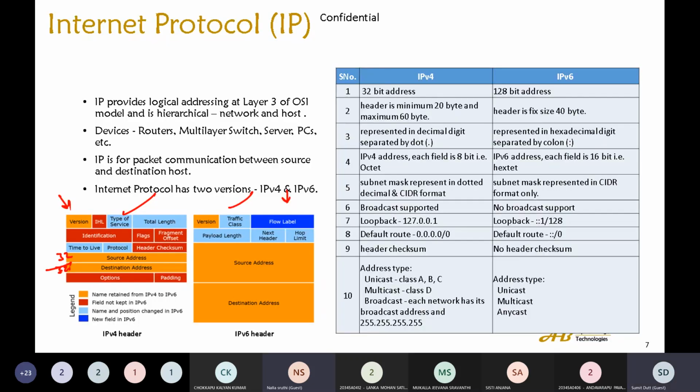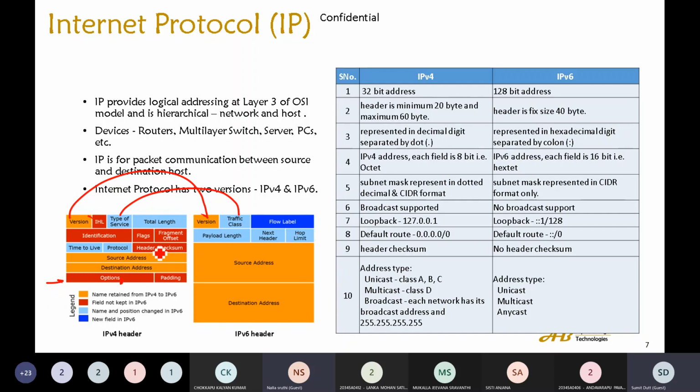So comparatively, you can easily understand here. Same version, type of service is represented by traffic class, right? There is no header length, because here header length is variable since it depends on this optional field, and in IPv6 we do not have the optional field, so we need not tell the header length, because the header length depends on the optional field, right? So this part is removed.